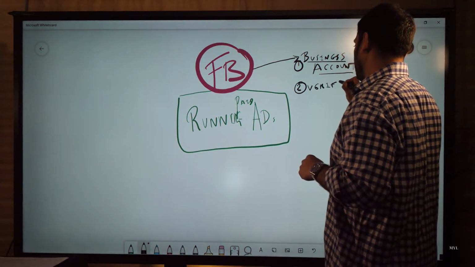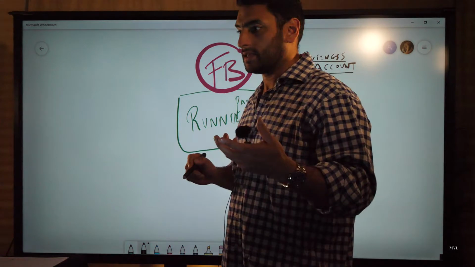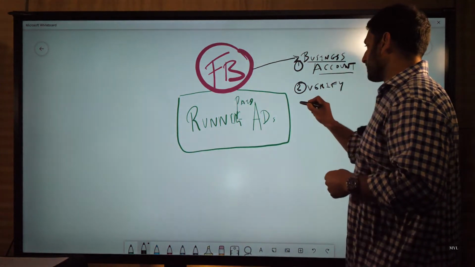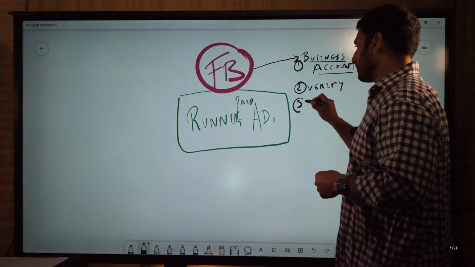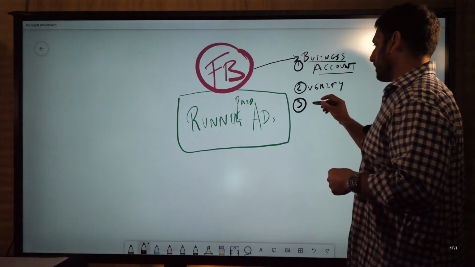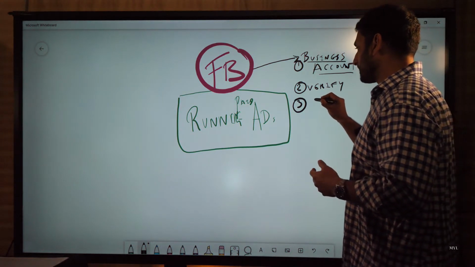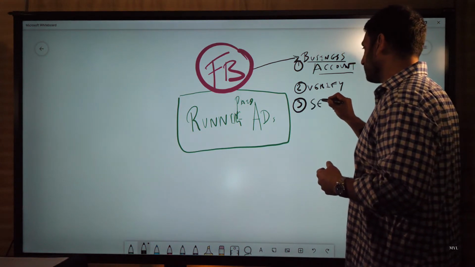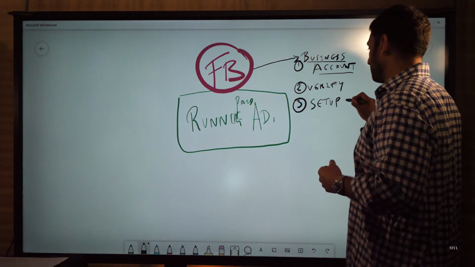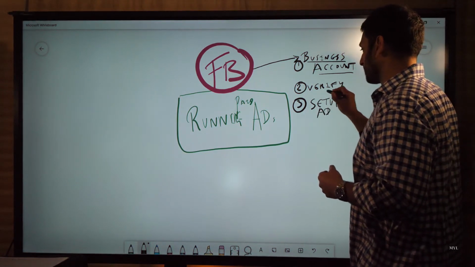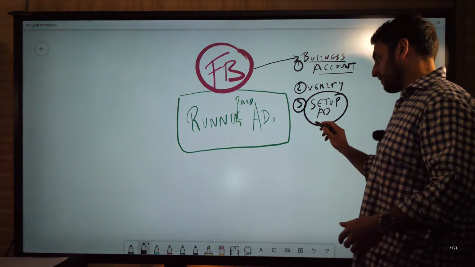So you can send them your passport and your ID and stuff. So you do the verification. And then step 3 would be to set up an ad. Now, this in itself, setting up the ad actually has its own process. So say, for example, that could be broken down further.